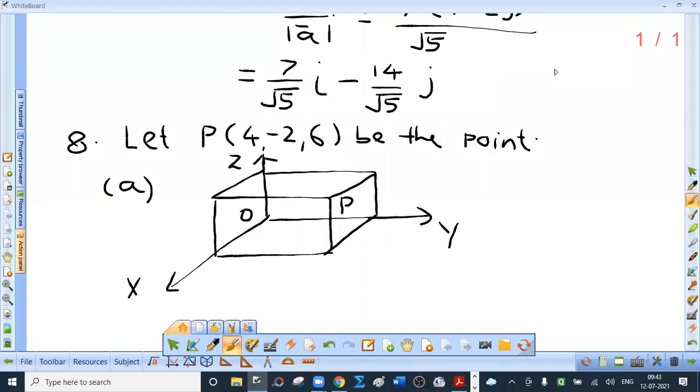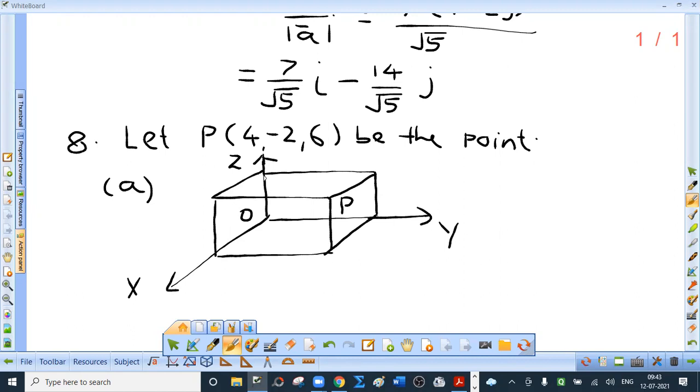Now sum number 8, find the distance of 4, minus 2, 6 from each of the following. Okay, suppose the given point is P 4, minus 2, 6. See, I have drawn this diagram just to explain how to get distance of a point from XY plane. I know that for the point P, all the three coordinates are not positive. Okay, but still, see, P is the point. Now, what is the distance of this point from XY plane? This much is the distance. Now, this edge is parallel to this edge, right? So, vectors along these two are equal.